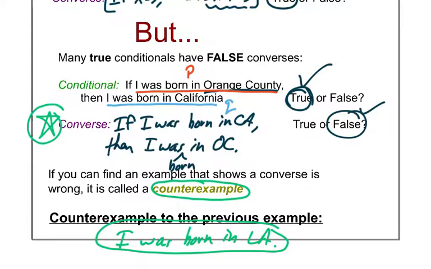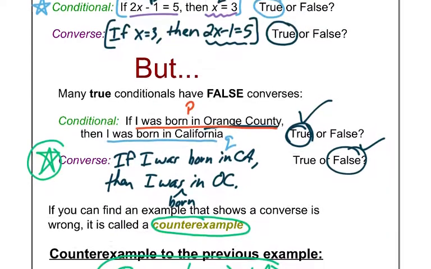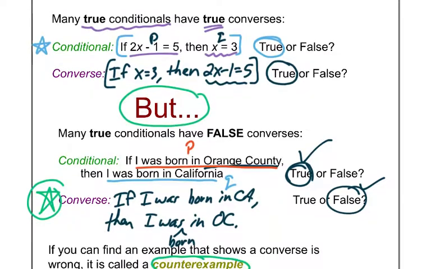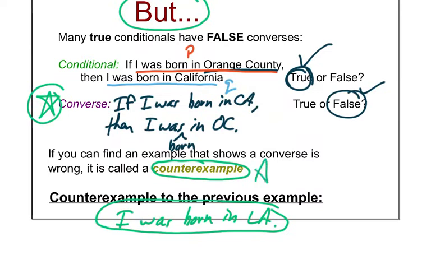So there's your converse. If you have a true conditional, you can have a true converse, just like we did up here with the algebra one. But sometimes you can have a true conditional that has a false converse. And all you need to show that's false is one single counterexample.